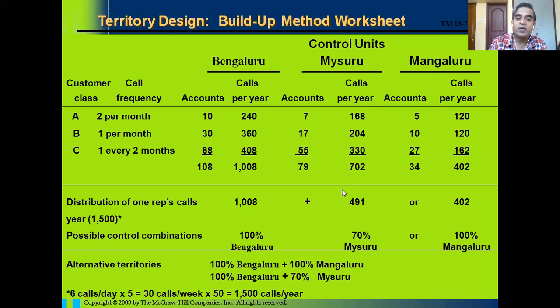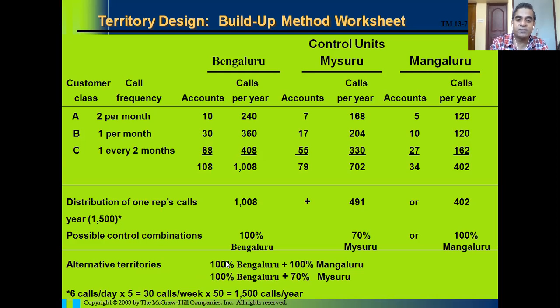That is why we are taking only 70% of Mysuru. You can see here 100% of Bengaluru, please see the cursor moving. So one alternative territory can be 100% of Bengaluru, 1,008 sales calls, plus 70% of Mysuru, which becomes 491 sales calls, approximately 1,499 calls, which is closest to 1,500.